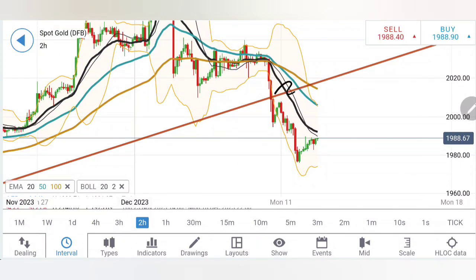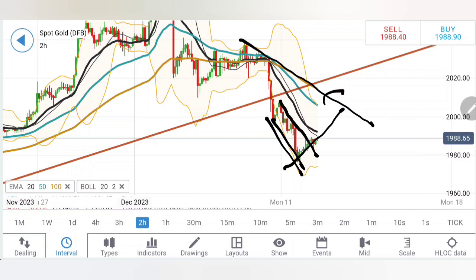Another point to note here is that, first of all, this channel is breached. It was trading in this bearish channel. Now it is trying to climb a little. How high it can climb, I will look forward to this zone. Somewhere here it can try to strike. There is a stronger probability to it.